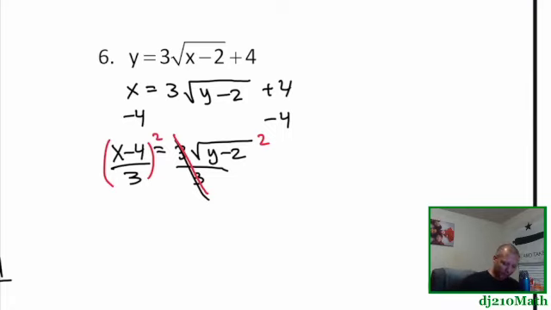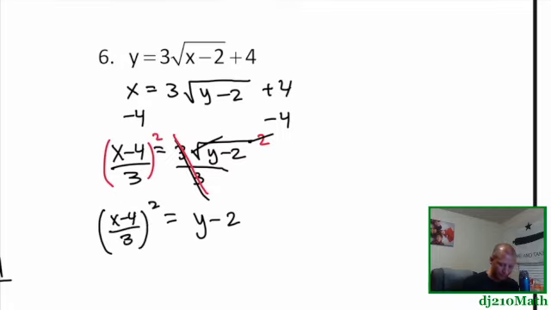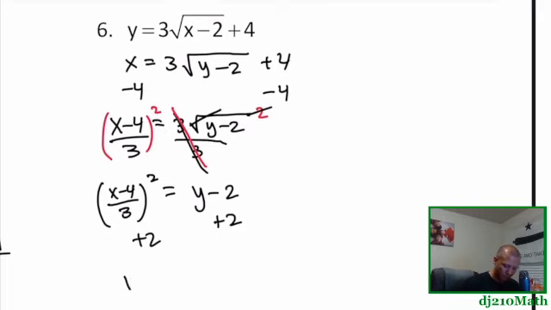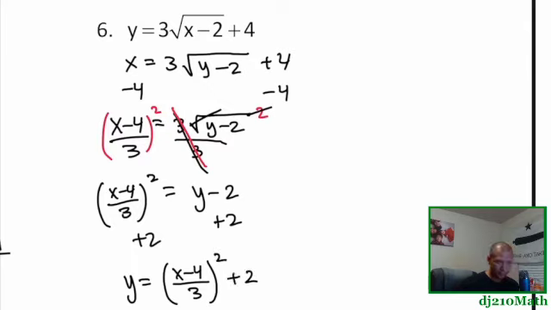All right, so on the right-hand side, we have y plus 2, or y minus 2, rather, right? Because the square and the square root, that cancels each other out, right? This is canceled with that. Left-hand side, x minus 4 over 3 squared. All right, getting y by itself, we're going to add 2 to both sides. So y is equal to x minus 4 over 3 squared plus 2.